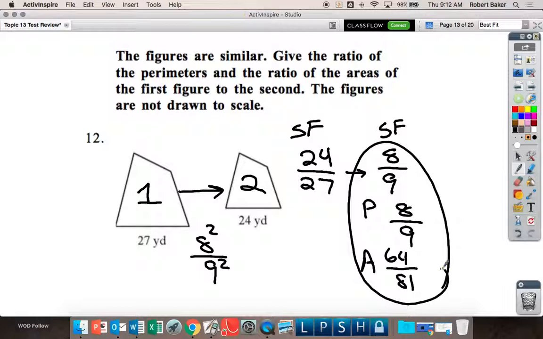So 8 over 9 is a number smaller than 1. That's how you get from the first shape to the second shape. The ratio of perimeters is the exact same thing, 8 over 9. And then to find the ratio of areas, you do 8 squared over 9 squared.